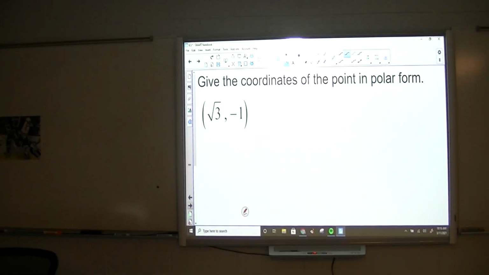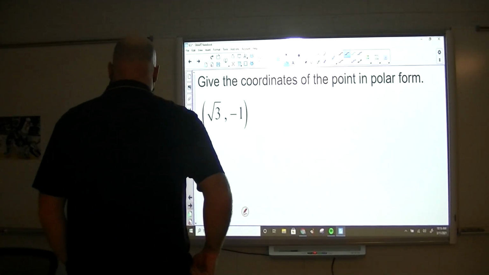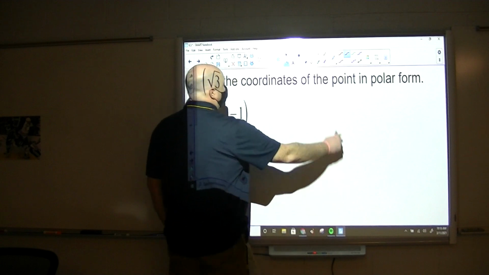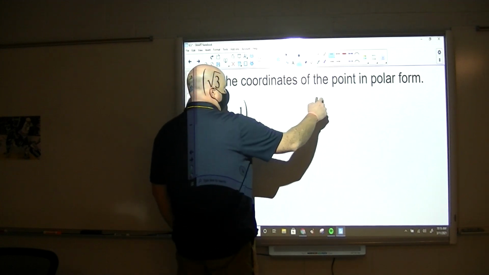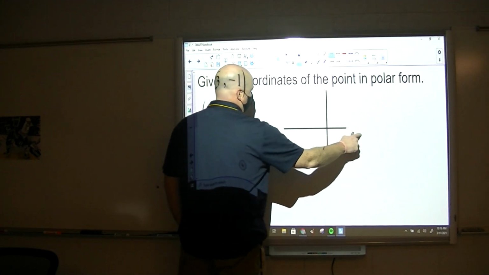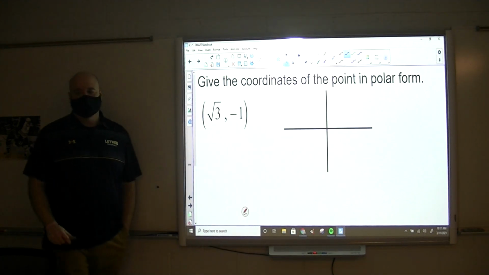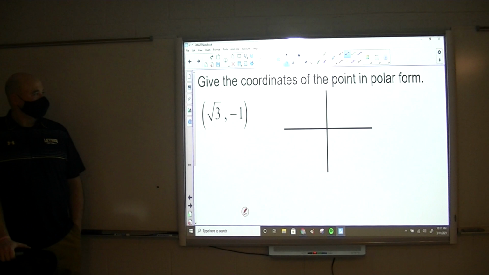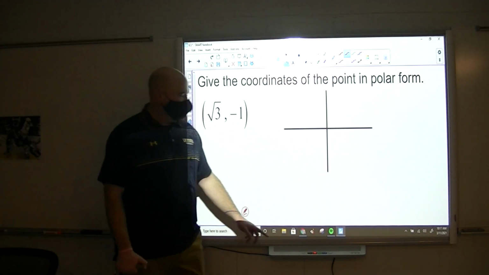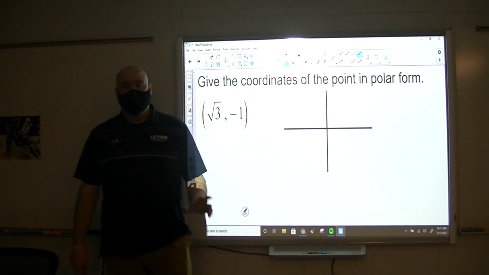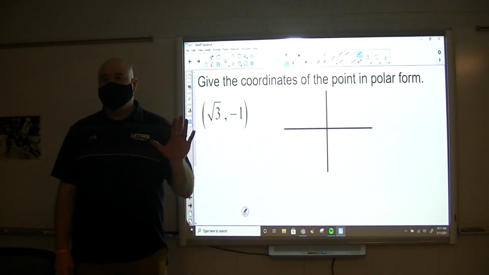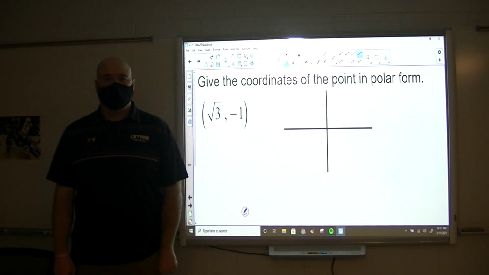Okay. Let's go the other way with this. Let's start with Cartesian coordinates and convert that into polar coordinates, shall we? We have radical 3 and negative 1. Okay? Again, problem solving. We have formulas to help us do this.